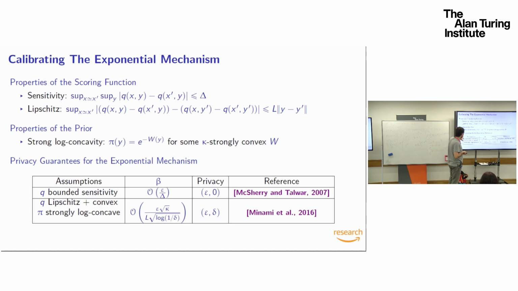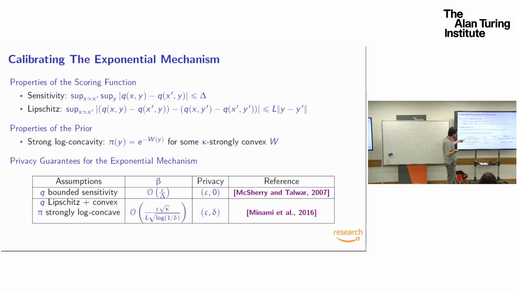Okay, so that's the original exponential mechanism, and then in 2016, Minami and Rao, in this NIPS paper that I really like a lot, showed that actually you don't need this bounded sensitivity assumption to make the exponential mechanism work. You can get away with a weaker condition. You can get away with the Lipschitz condition that basically says you look at all possible neighboring data sets, and then you look at how much you change for one output, and then for another output, and this should satisfy this Lipschitz condition. And this is much weaker than this thing here.